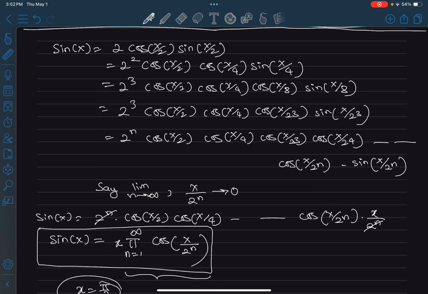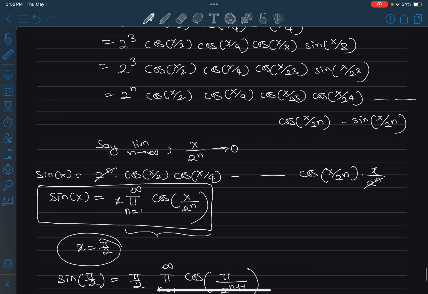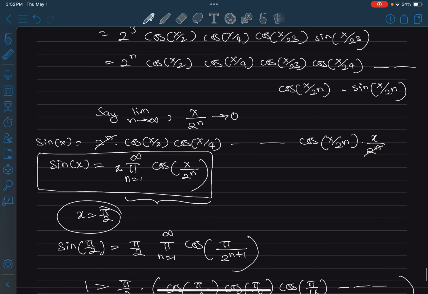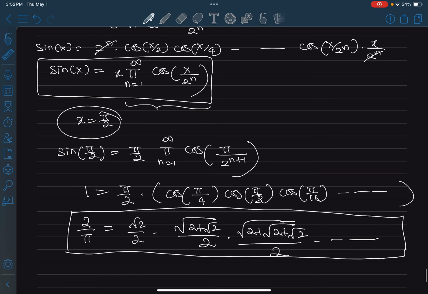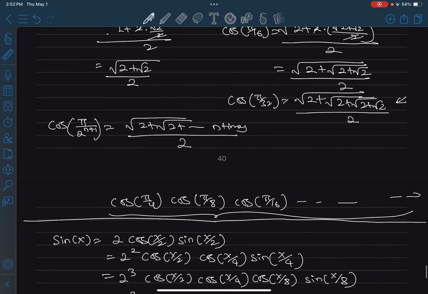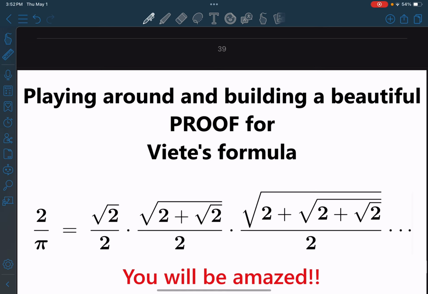Trig identities could expand into an infinite series. We could take a limit. We could cancel it out, and we could get an infinite product in terms of cosine for sine, and that gives us a formula. That's so amazing and awesome, guys. Okay, so in this way we have proved this formula for pi.